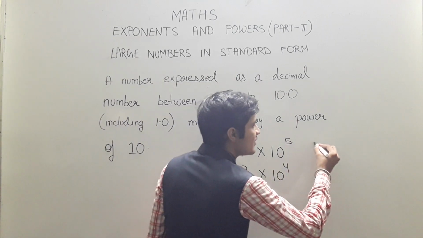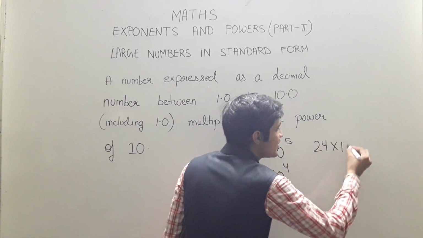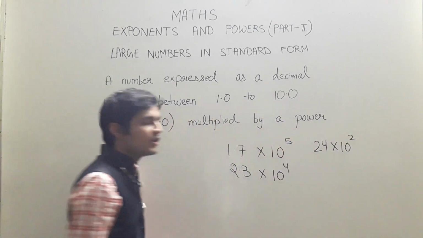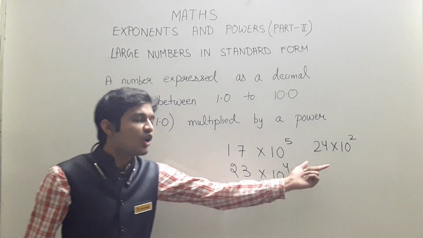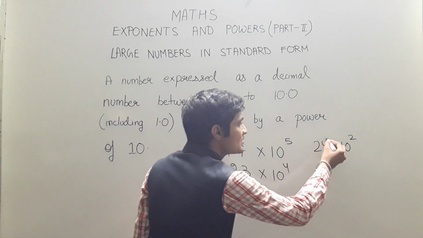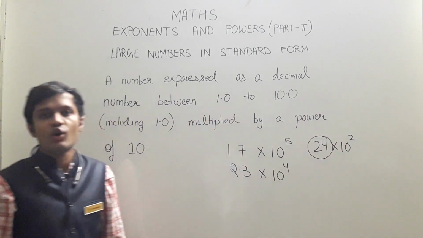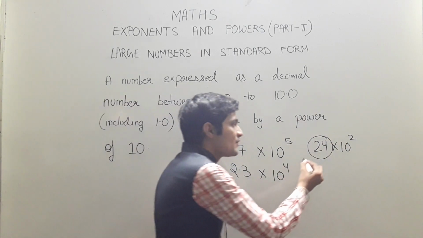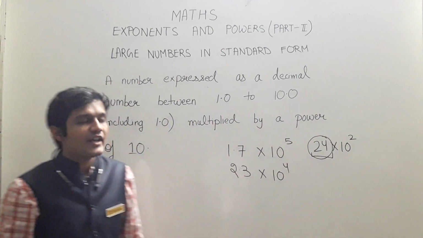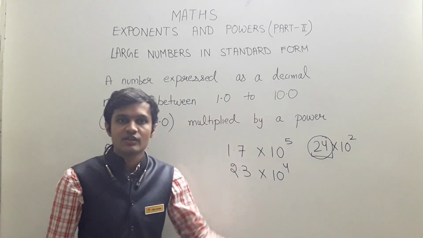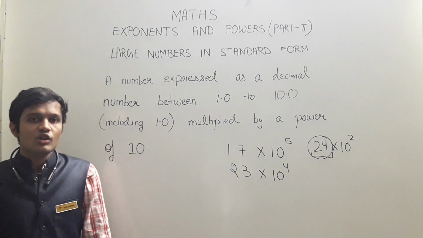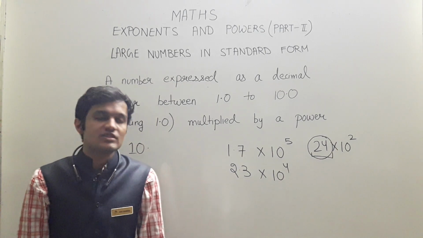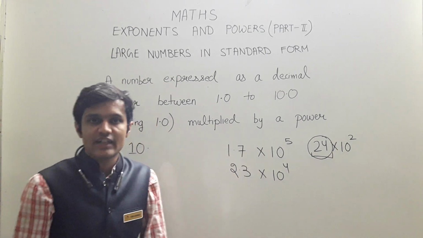If I write this one, 24 into 10 raised to the power 2, then this is not the standard form, because here the number 24 is greater than 10. The number must lie between 1 and 10. Okay. So now we will learn how to change a large number into standard form.